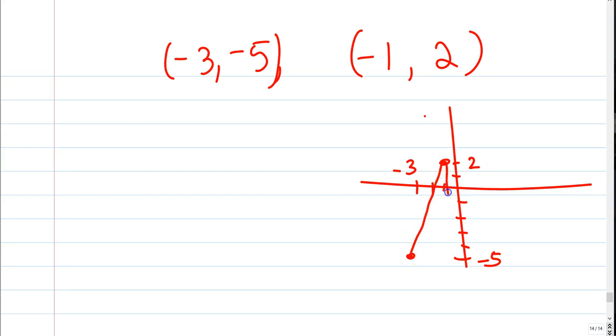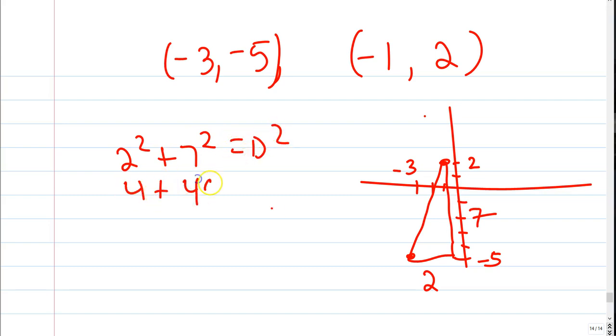So I'm thinking this. And to go from -3 to -1 is a distance of 2. I literally can count. From -3 to -1 is 2. From -5 to +2, be careful, it's not 3. It's 5 and 2 more. It's 7. So I now can do a squared plus b squared equals distance squared. 4 plus 49, 53, square root of 53.